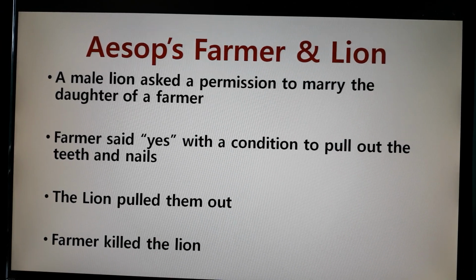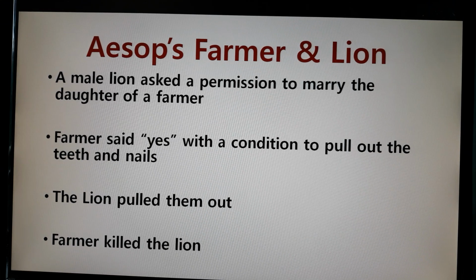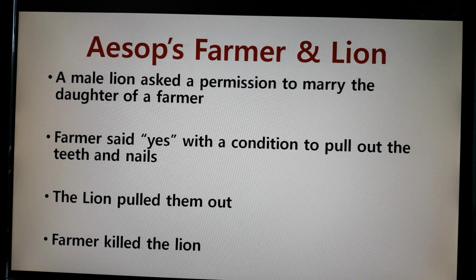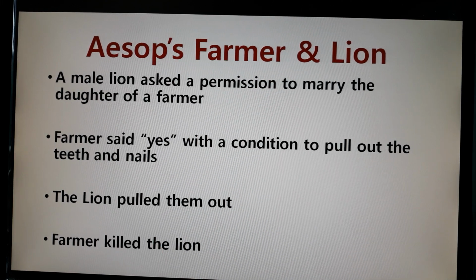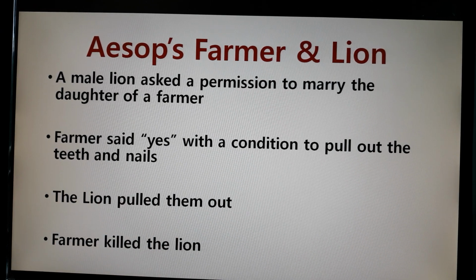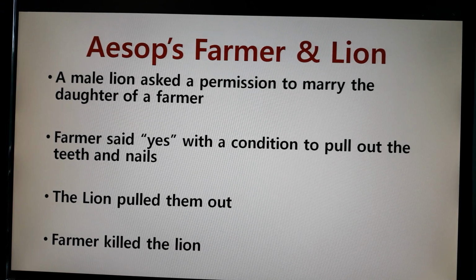The lion, hopelessly, helplessly in love with the lady, said, "Oh, that's not a problem at all." And on the spot, he pulled out all his teeth and nails. So he's like, "Oh, yes, I pulled my teeth out. Can I marry your daughter?" kind of thing.